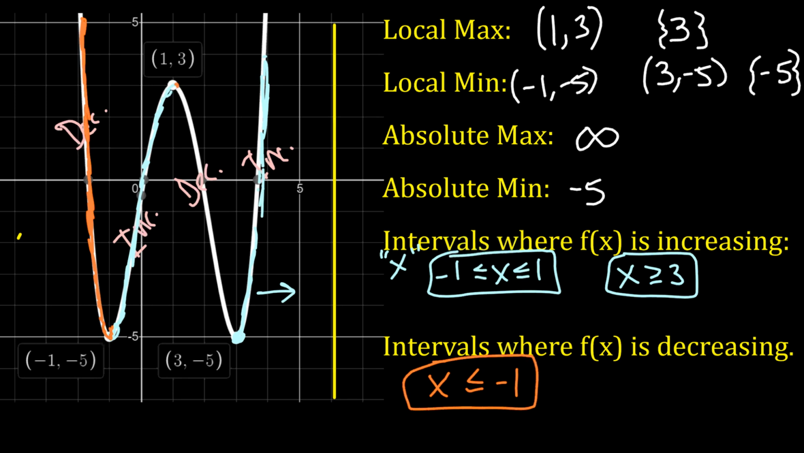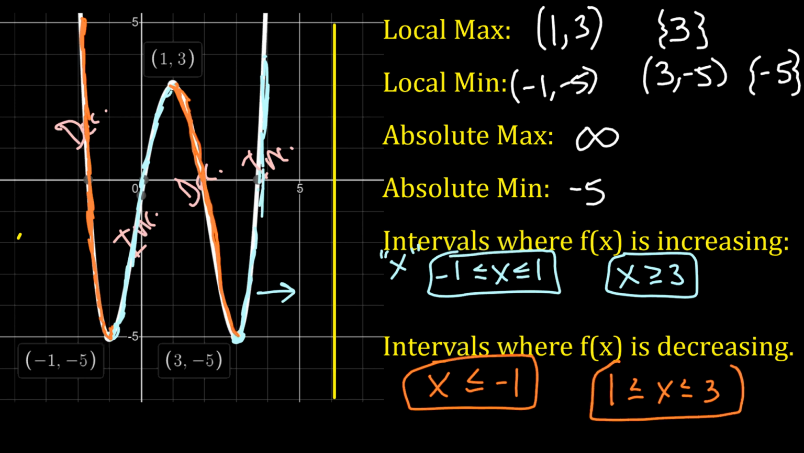It also happens to be decreasing between 1 and 3. So this chunk right here in orange that I'm highlighting right now, that's also where it's decreasing. So we would say 1 is less than or equal to x is less than or equal to 3.